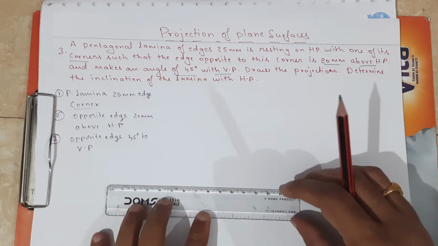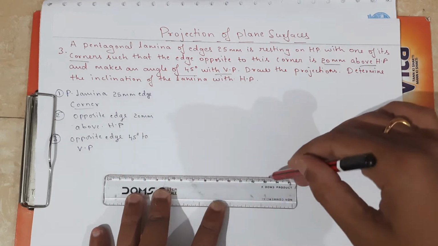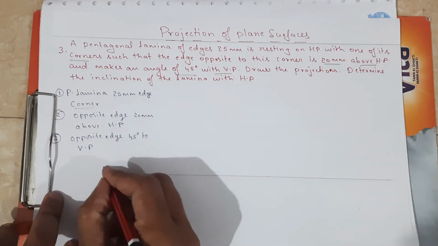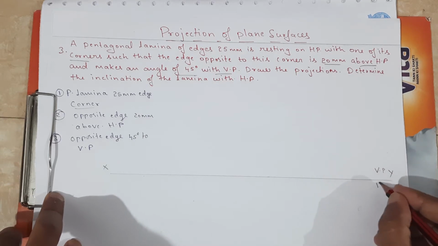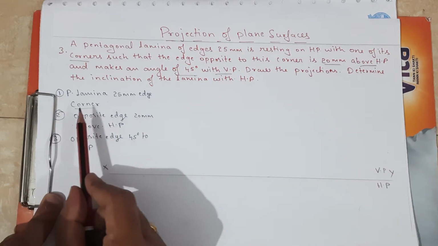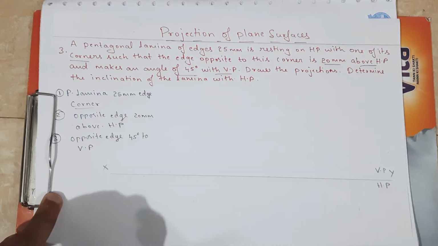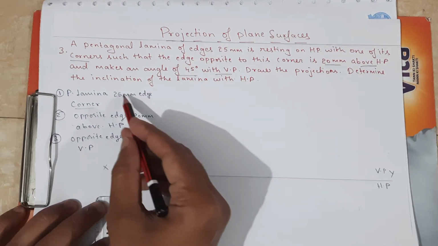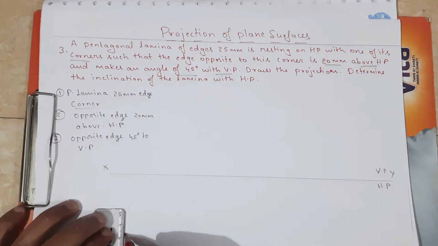First we are going to draw the XY line. It must be a thin line. This is VP and this one is HP. Now I need to draw a pentagonal lamina in such a way that one of its corners comes to the right side. For that, first I am going to draw a vertical line of 25 mm, which is the edge length.